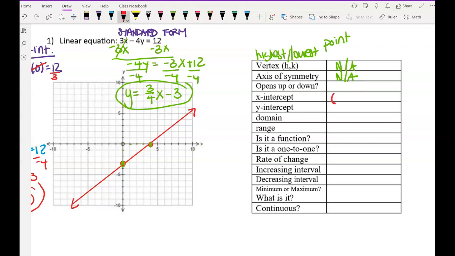Okay, so your x-intercept was 4, 0. Your y-intercept was 0, negative 3. The line doesn't have opens up or down, so again, we're going to write NA. The domain, if you guys remember, is all real numbers. Now, sometimes if it's a multiple choice, we could also write it in interval notation, so negative infinity to infinity. The range is also all real numbers, from negative infinity to infinity.